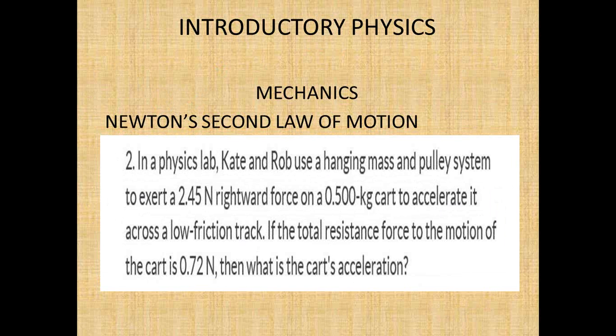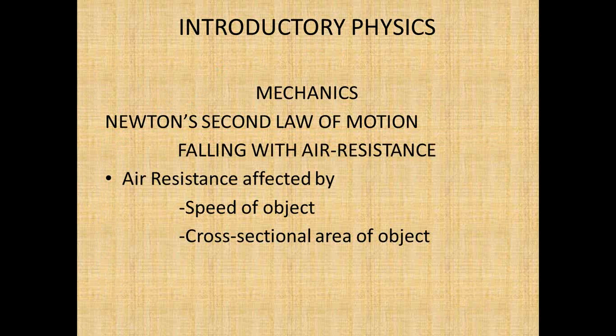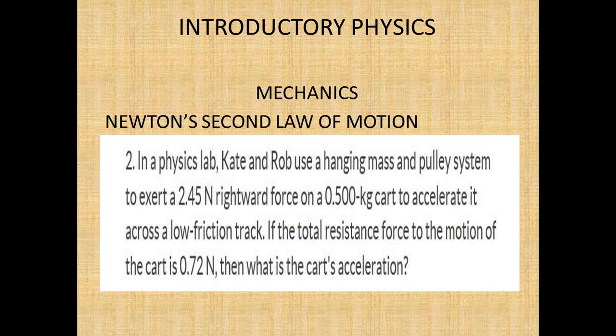So again, the first thing you have to do is draw the forces acting on the object. So you have a mass. Okay, you have a pulley system that exerts a 2.45 newton rightward force. So the applied force to the right is 2.45.